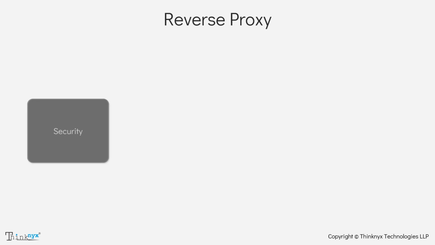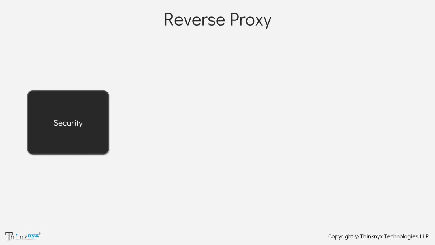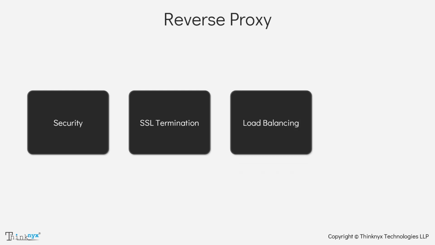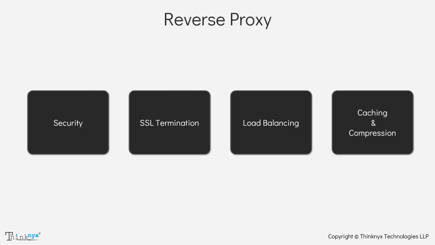Here are a few use cases of reverse proxy. Security. It hides internal servers from direct exposure to users. SSL termination. It handles encryption and decryption of HTTPS traffic to reduce server load. Load balancing. It distributes traffic among multiple backend servers. Caching and compression. Reverse proxies improve performance by caching static content and compressing responses.